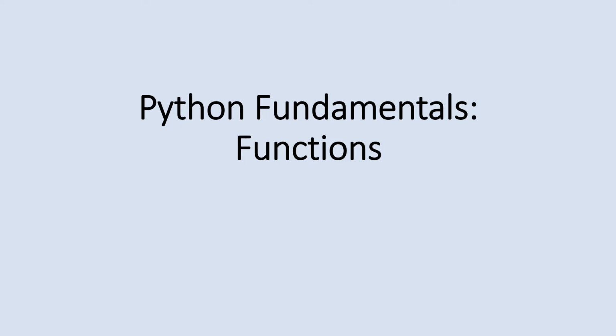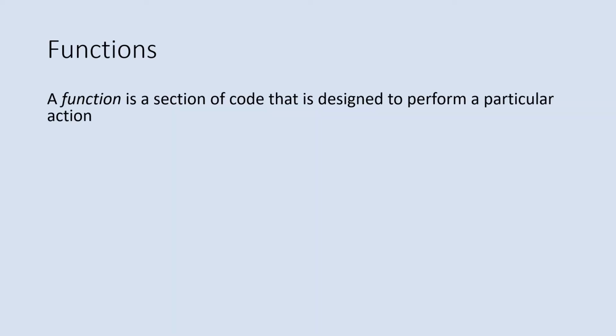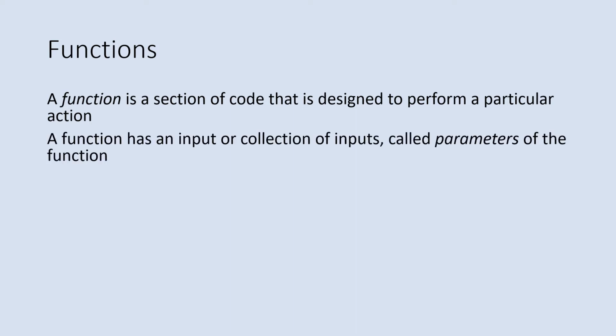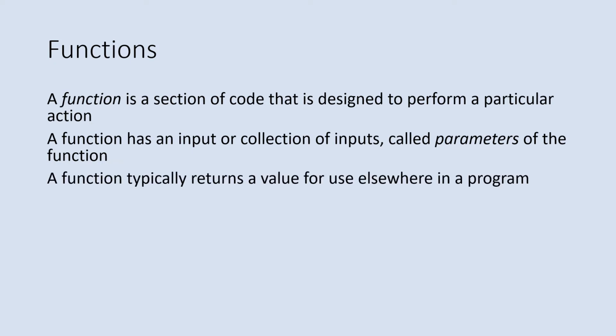Let's look at Python functions. A function in a program is a section of code that's designed to perform a particular action. And on that particular action, it will take an input or a collection of inputs that are called parameters of the function. Then the function typically returns a value for use somewhere else in the program.